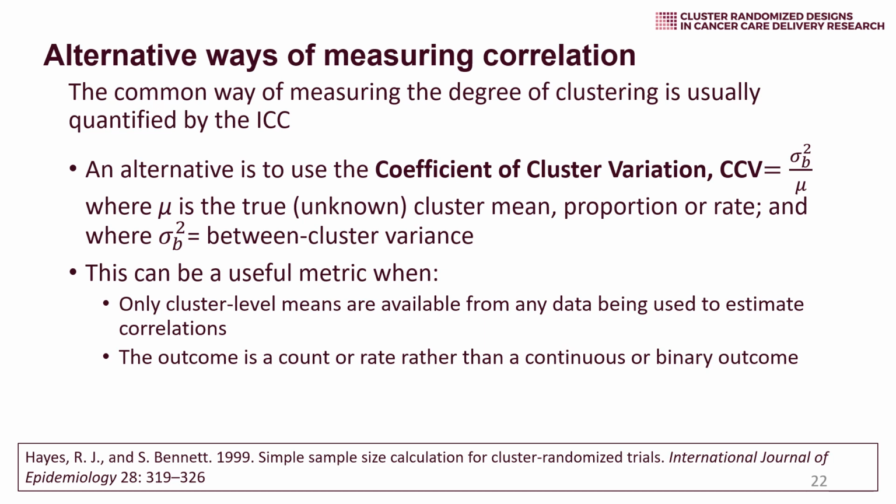Now, so far we've quantified the amount of clustering using the intra-cluster correlation coefficient. There is an alternative, and that's to use something called the coefficient of cluster variation, not to be confused with the coefficient of variation of cluster sizes. The coefficient of cluster variation, or CCV, is equal to the ratio of the between cluster variance, sigma squared b, that we came across when we studied the formula for the intra-cluster correlation, to the true but unknown cluster mean represented by mu.